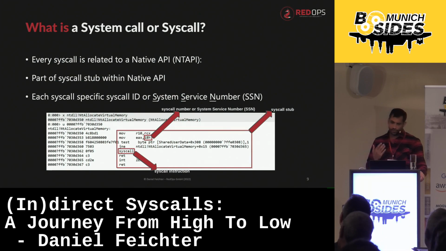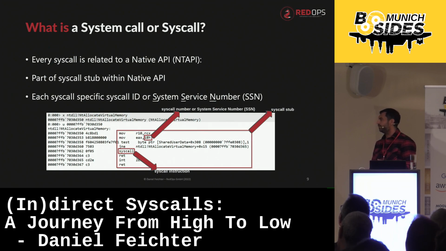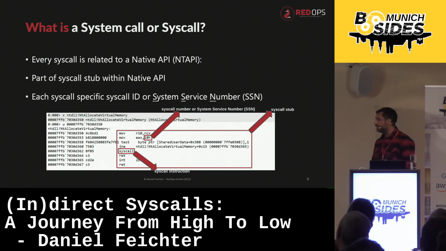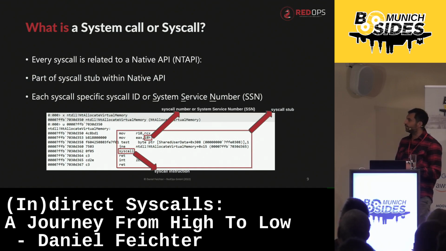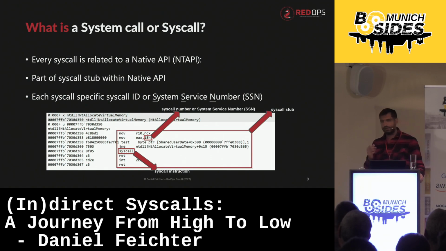So, what is a syscall or system call? When you want to take a look at the syscall instruction, you can use a debugger like WinDbg and search for a native API like NtAllocateVirtualMemory, debug it, and we can see that in the second line we have a move instruction which puts the number 18, which is the syscall number, also called system service number, into the register EAX, and then we have the syscall instruction which executes the syscall number. Very important, each syscall has a specific ID which can switch from Windows to Windows and also from version to version, so they can differ.